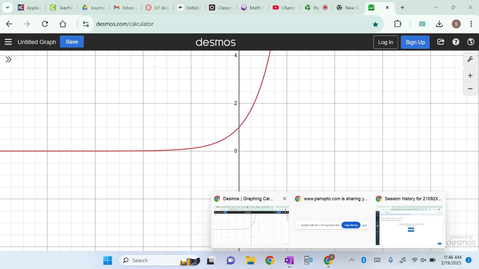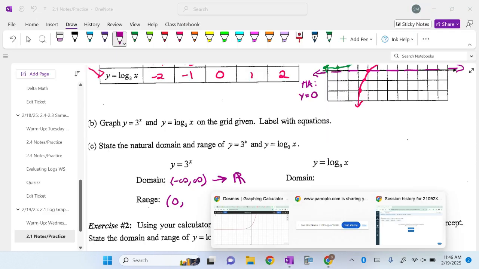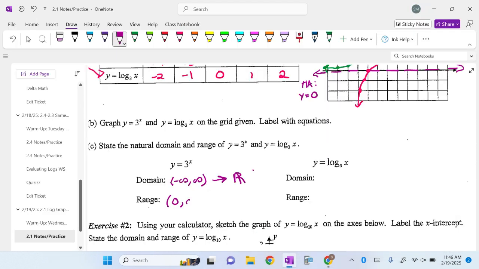Now, what about the highest y value? What do you think the highest is? Infinity. It'll keep going up and up forever. So this goes to infinity. All right. So that's an exponential. Typically, your domain is from negative infinity to positive infinity, and your range is from wherever your asymptote is to infinity. That's typically how it goes.